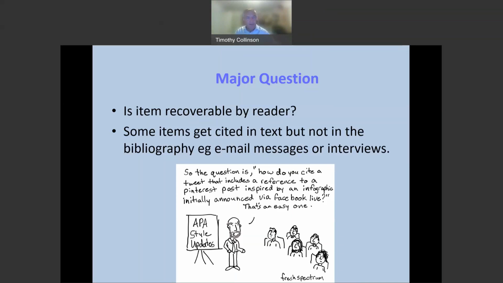And if you're struggling to read the text of the little cartoon there, it's a lecturer saying, so the question is, how do you cite a tweet that includes a reference to a Pinterest post inspired by an infographic initially announced via Facebook Live? That's an easy one. Well, rather him than me, but I'll show you a tool at the end, or I'll mention it at least, that may help you with that.